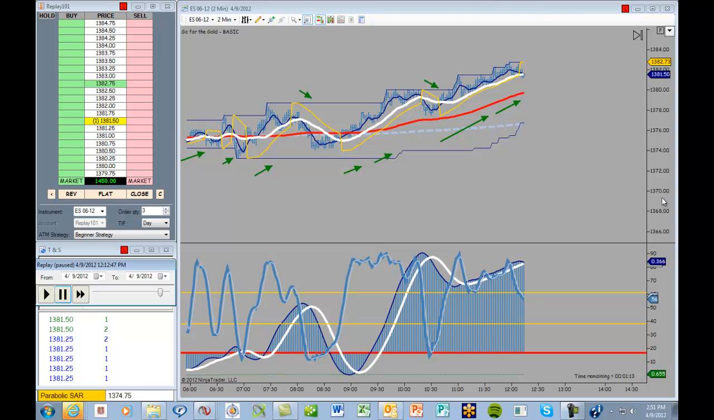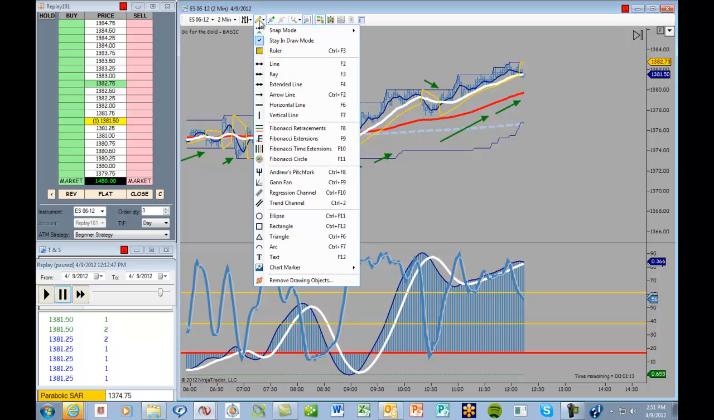Okay, now stochastic has crossed the MACD and is dropping out of the overbought zone, so I think we need to get short here.